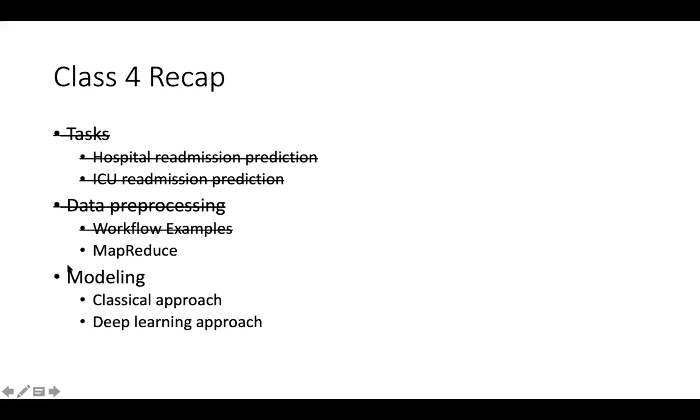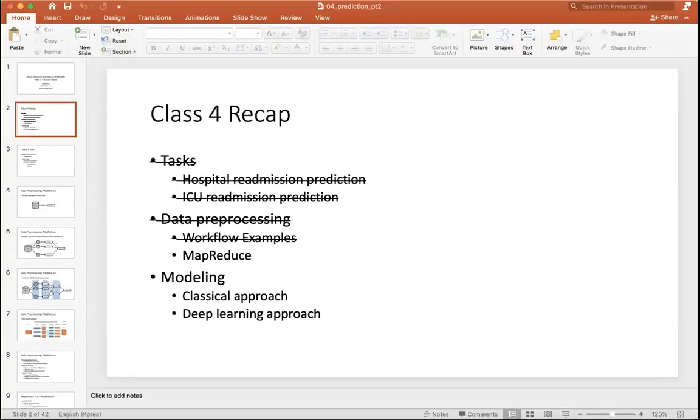And this week, hopefully, we can cover the remaining 3 topics: the MapReduce, which is just a big data processing framework mainly for data processing. It's not for machine learning. And then the modeling part, where I'm going to talk about the classical approach using logistic regression, and the deep learning approach using RNN. Actually, no, before that, I forgot, we actually didn't quite finish the workflow example. Sorry about that.